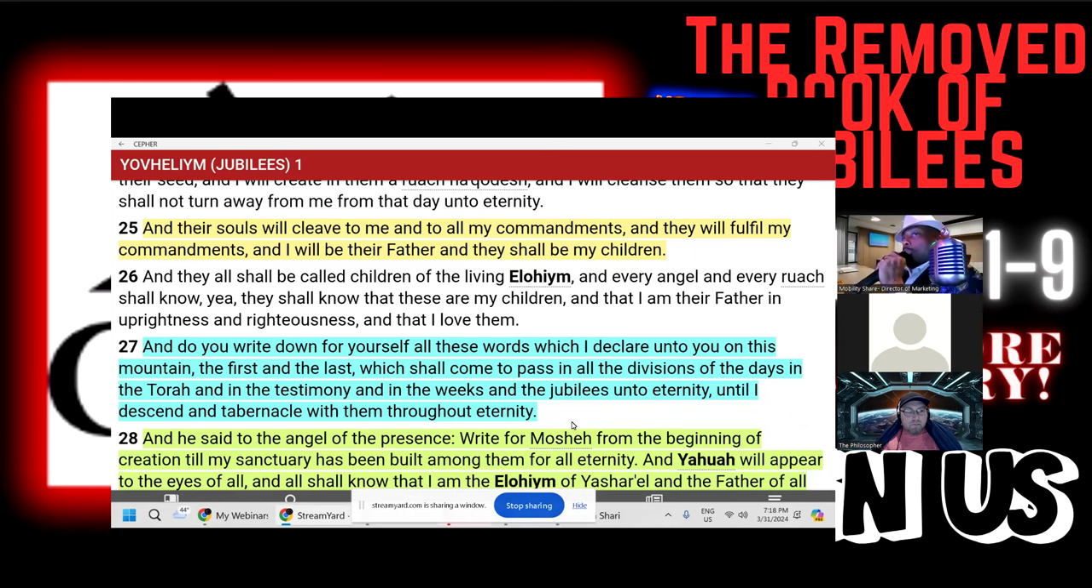And so he says, and do you write down for yourself all these words, which I declare unto you on this mountain, the first and the last, which shall come to pass in all the divisions of the days in the Torah and in the testimony and in the weeks and the Jubilees unto eternity, until I descend and tabernacle with them throughout eternity.